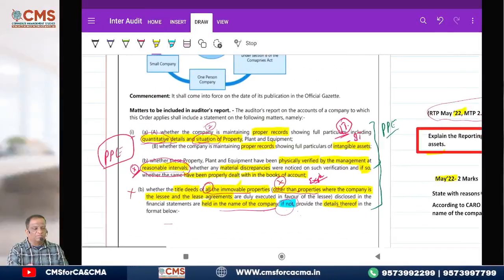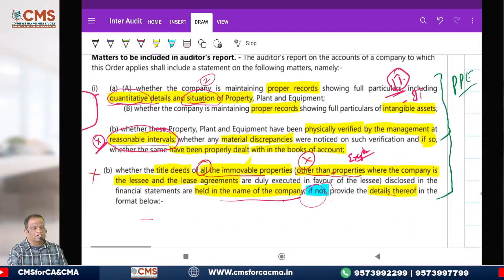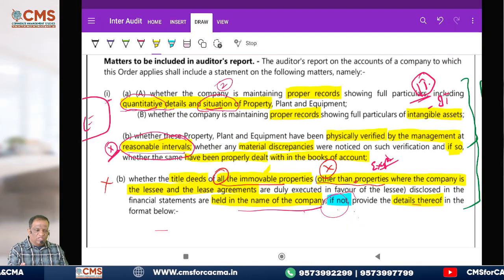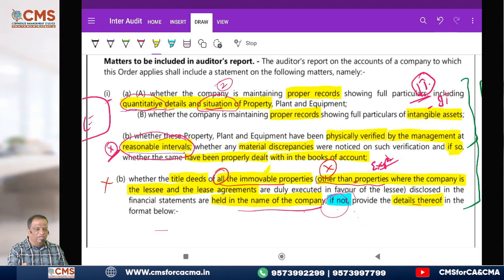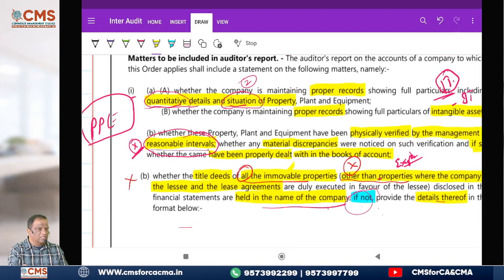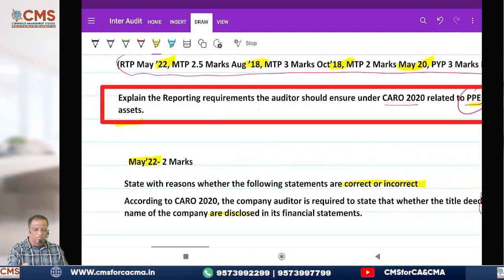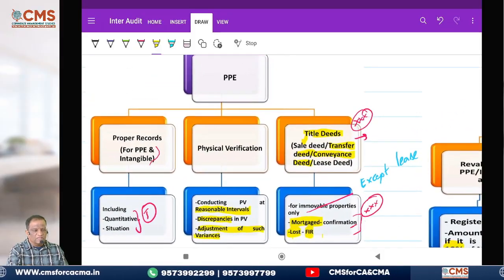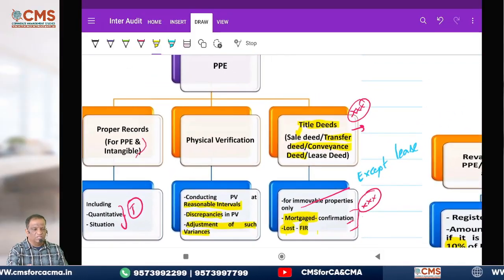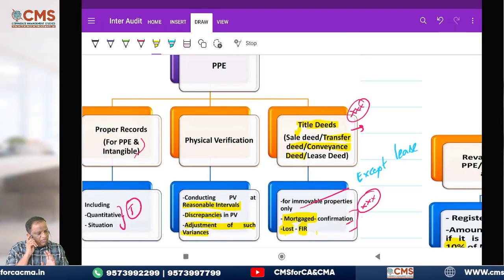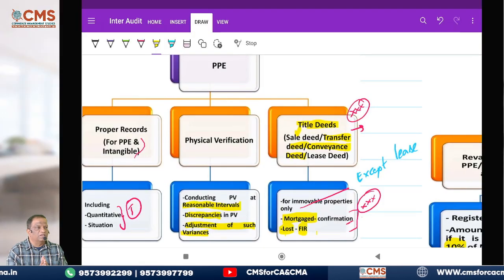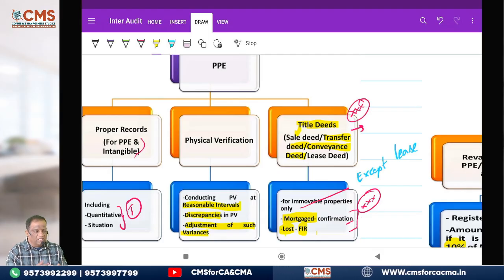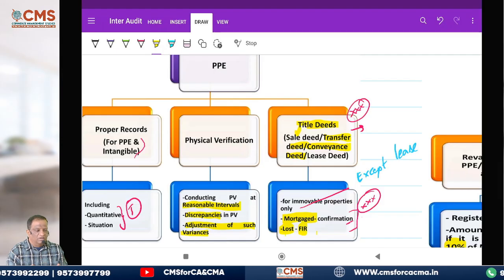And once CARO is applicable, then what happens? Then there are certain matters which the auditor has to report on. These are class wise, and whichever are important I will tell you. The first point is important. You can mark it as that is all relating to PPE and most important for your exams. Look at the summary. Since we don't have time to have a detailed discussion, there are 5 points that are covered in PPE, but what are the first 3 points? First 3 points are whether the company is maintaining proper records, including quantitative details and the location, the situation.